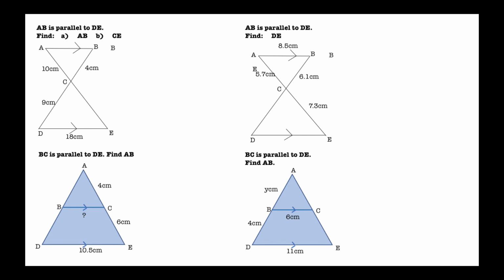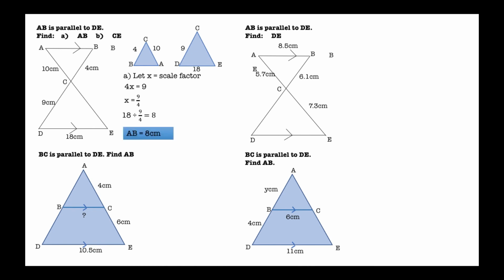Okay, so if you paused the video, for the first one we have our two smaller triangles. Our scale factor is 4x equals 9, which means x must be 9 over 4. So if we know our scale factor, we can then find side AB. So we can do 18 divided by 9 over 4 to give us 8, because we're going from the larger triangle to the smaller triangle. So AB must equal 8 centimetres. To find B, which is CE, we will do 10 times 9 over 4, giving us 22.5 centimetres.